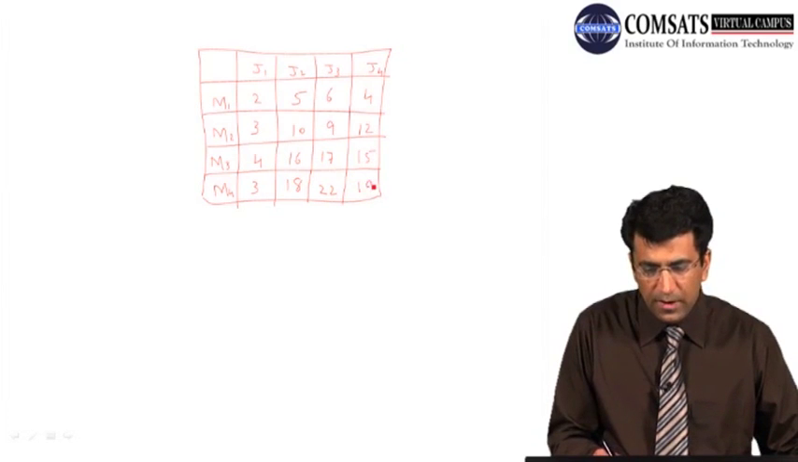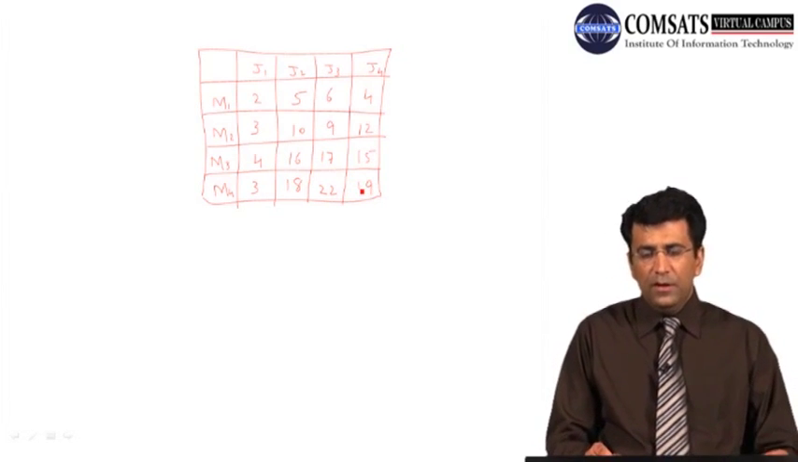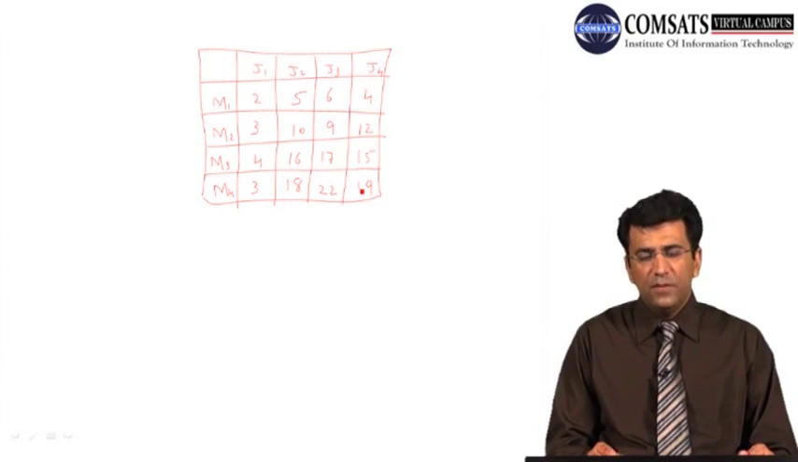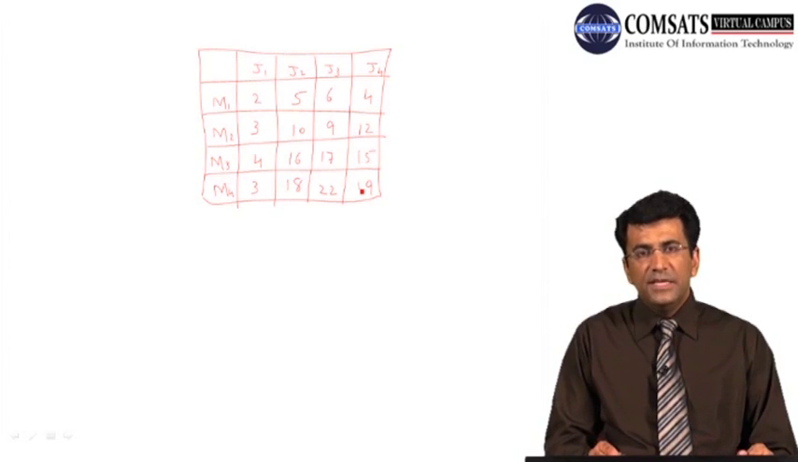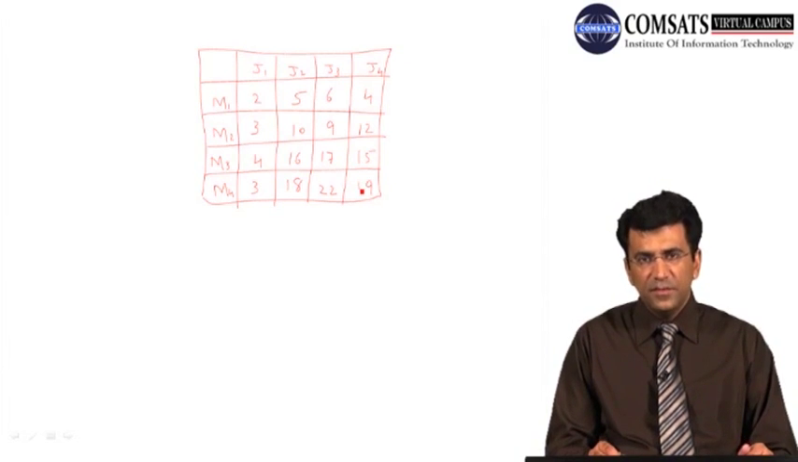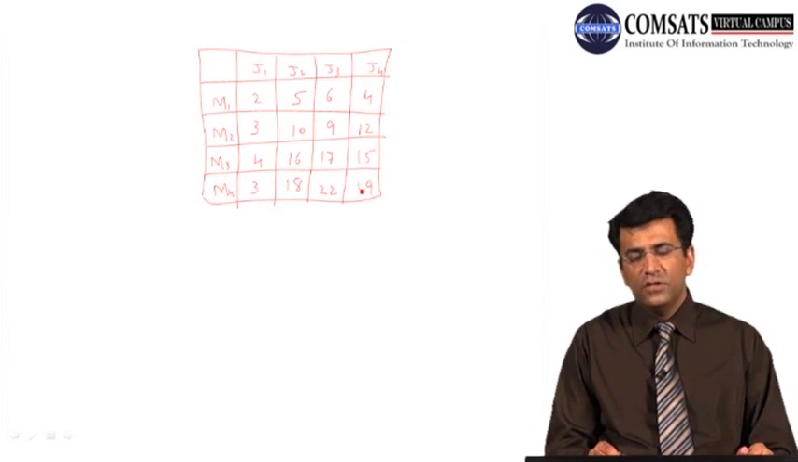17 and 15, and again 3, 18, 22 and 19. Now again class, there are 4 different machines, M1, M2, M3, M4, and there are 4 different jobs, J1, J2, J3, J4, and we'll have to assign the different jobs to these different machines in such a way that we are able to maximize our profit. So again, this is a similar case, that we are interested in the maximization of the profit rather than the minimization of cost.